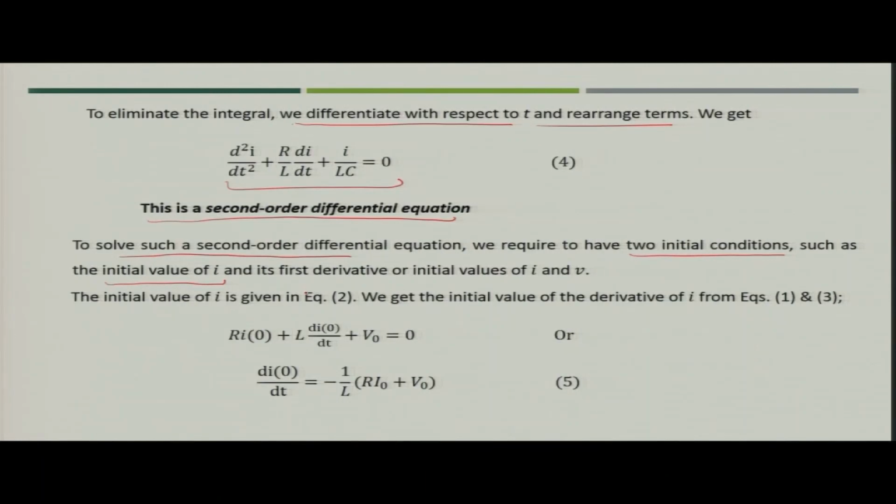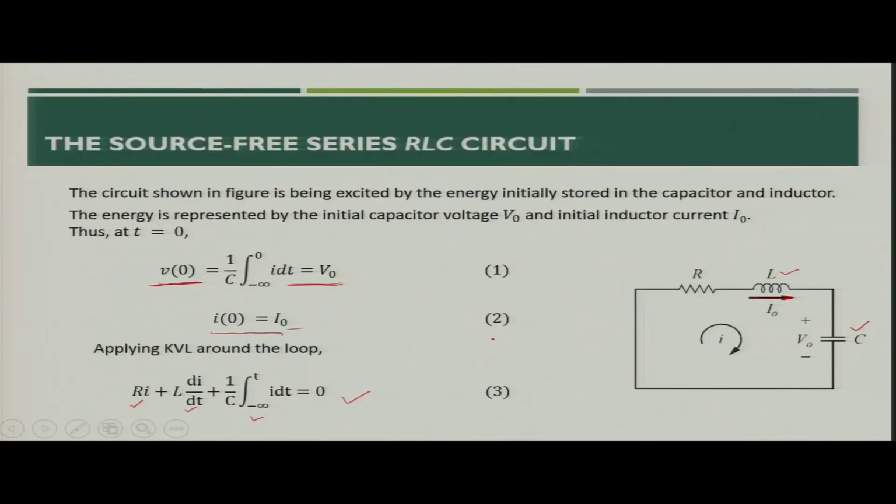Next, what you need to do is find the first derivative of the initial value of I. So, you have to calculate the value of di by dt at time t is equal to 0, and the initial value of V across the capacitor we know. So, we can utilize that value. So, if you see the previous equation, 1 upon C integral I dt at time t is equal to 0 is nothing but V naught.